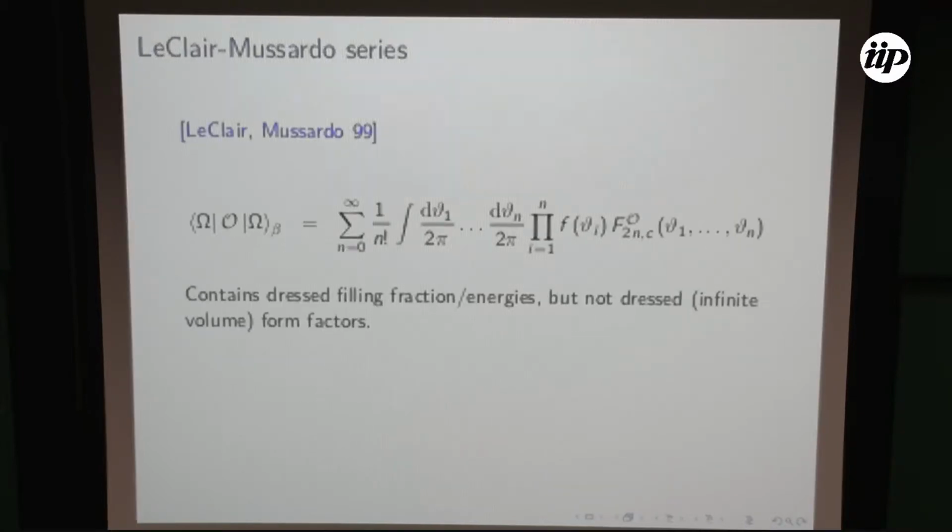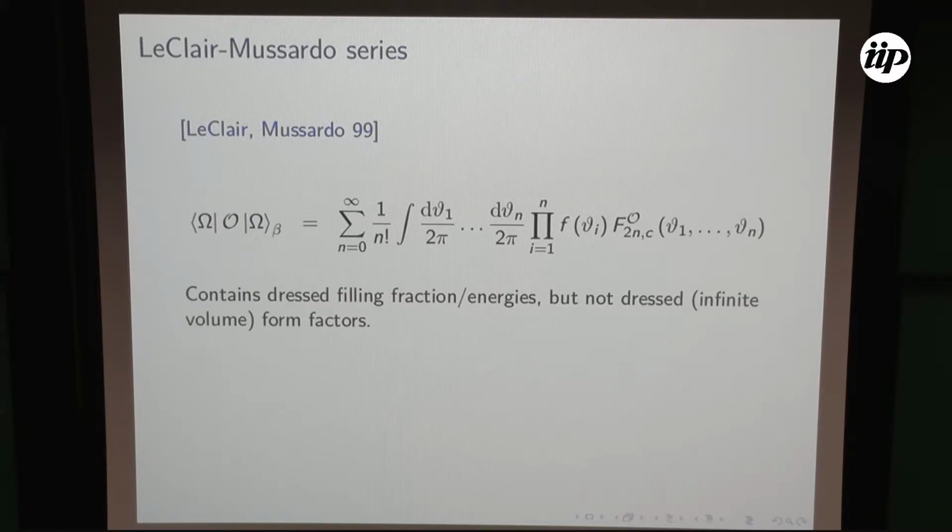Okay. So the start of the game today is the conjecture. It was formulated by LeClair and Mussardo in 1999, and they said that if we have a finite temperature one-point function, you should express it with the spectral expansion the following way. You have the connected evaluation of the operator's form factors, so it's regular, and you have the filling fraction from the TBA that you had. And they said that, yeah, this is the finite temperature one-point function.